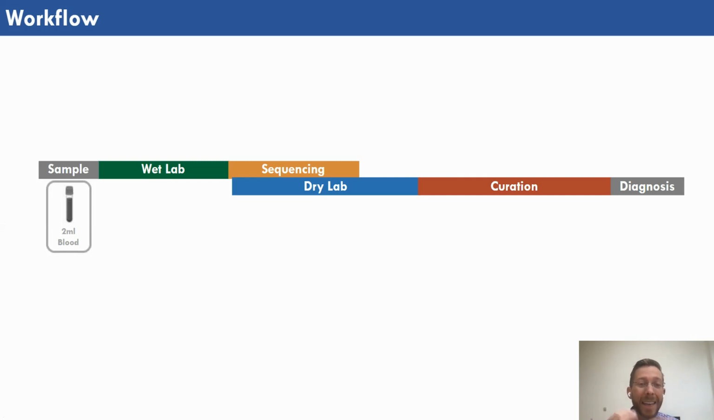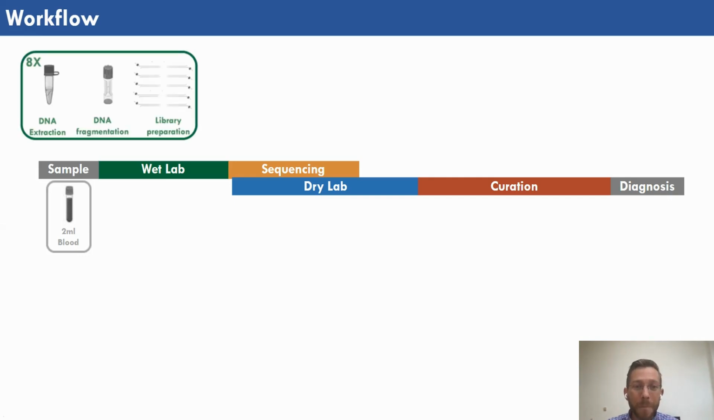So in terms of making this workflow go extremely fast, we needed to optimize each stage of this workflow. And to get started, we needed to figure out a way that we could extract a lot of DNA from a small amount of blood.